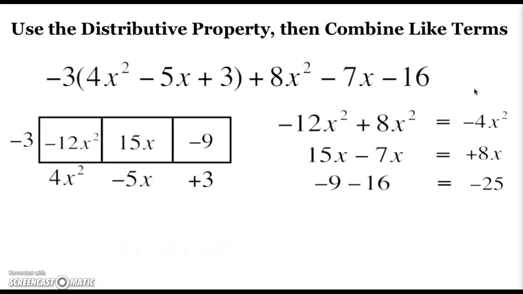Now to write this expression, when I combine like terms and simplify it, I'm going to have -4x squared plus 8x minus 25.